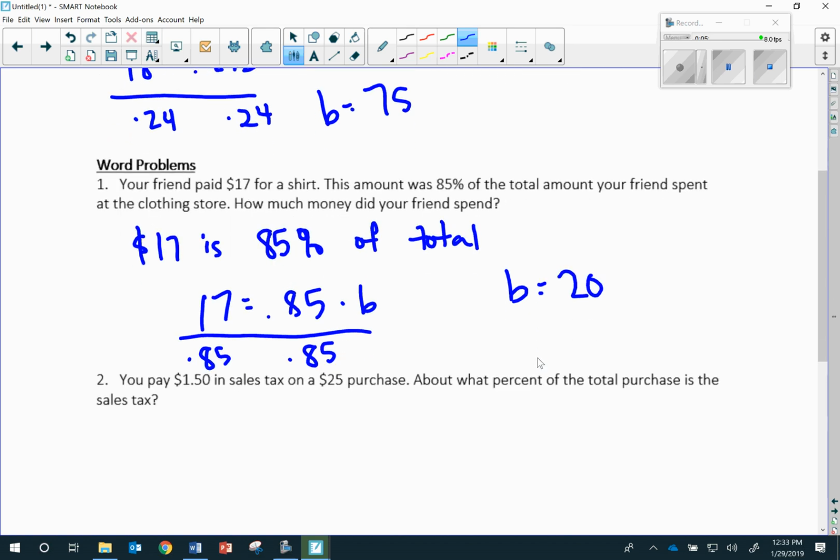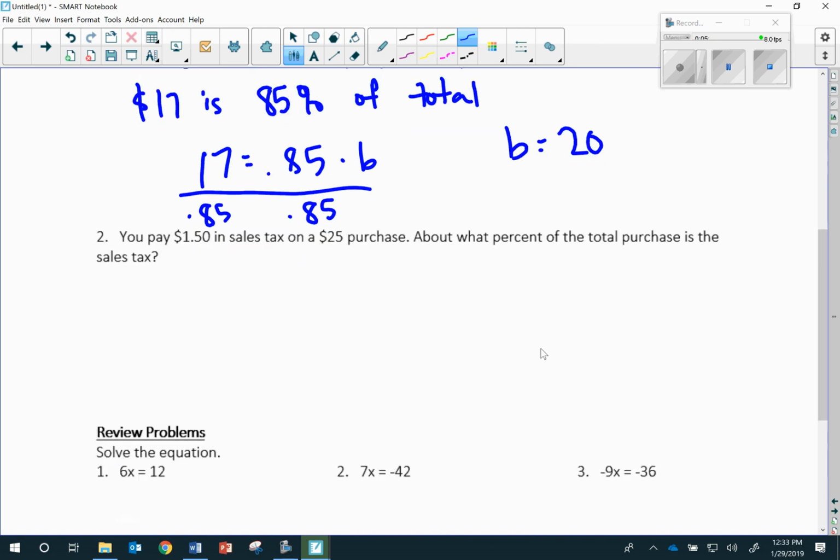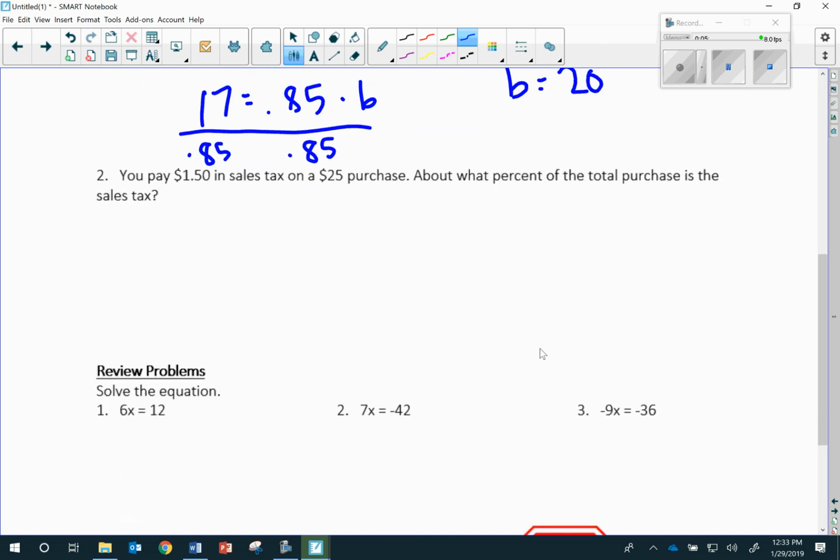All right, number 2 is a sales tax question. I'm going to have you try that one, but if you have any questions on that, please don't hesitate to ask your teacher. And the review problems are simple one-step equations that you should know how to solve. If for some reason you have a question on the review problems, I would suggest looking back at Unit 3.